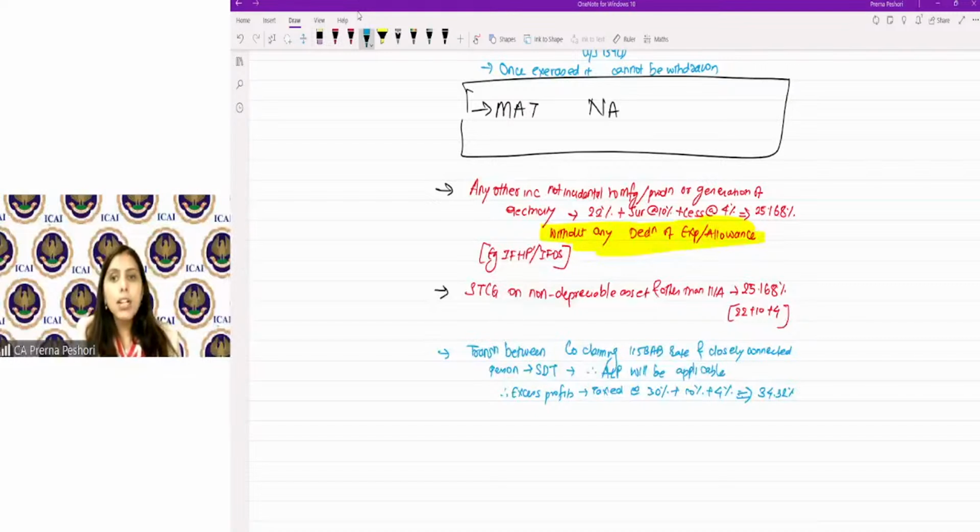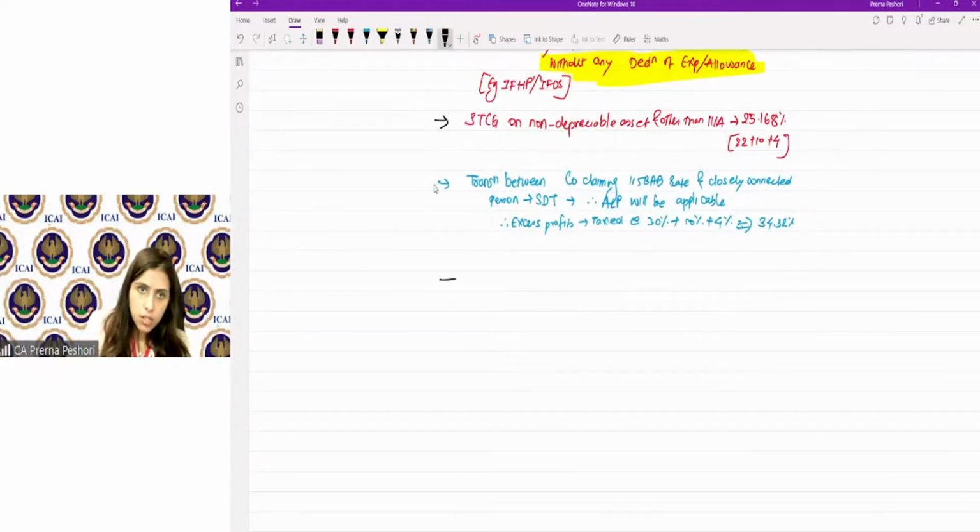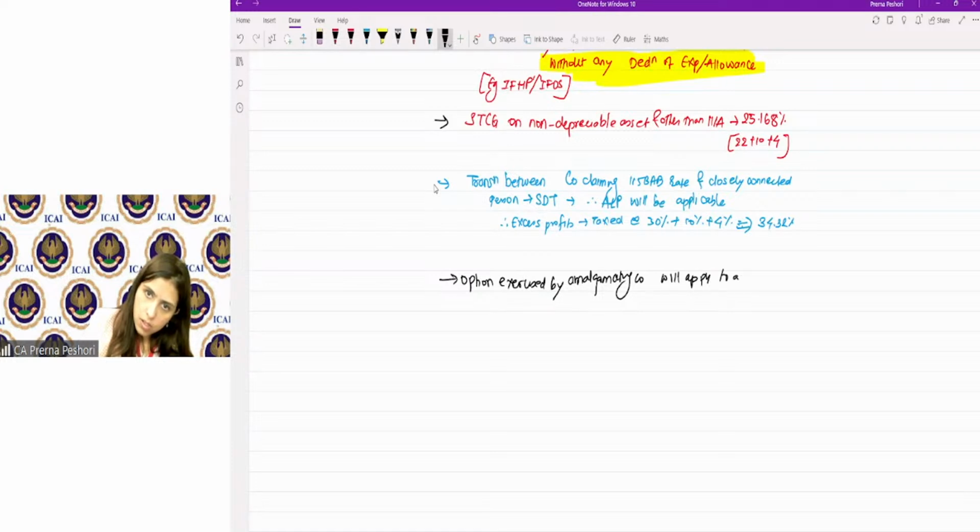Further, in case there is an amalgamation, then the option which is exercised under 115BAB will also apply to the amalgamated company, provided the amalgamated company fulfills these conditions. So, you can write down here: option exercised by amalgamating company will apply to amalgamated company. Yes, students, any doubt?